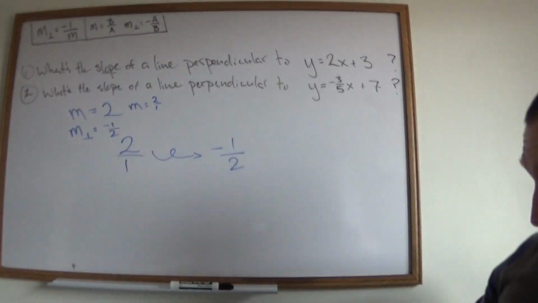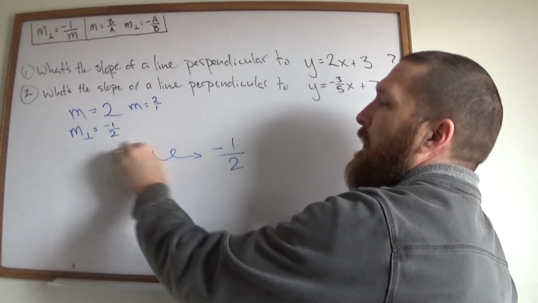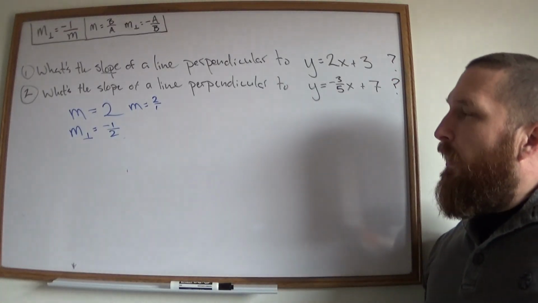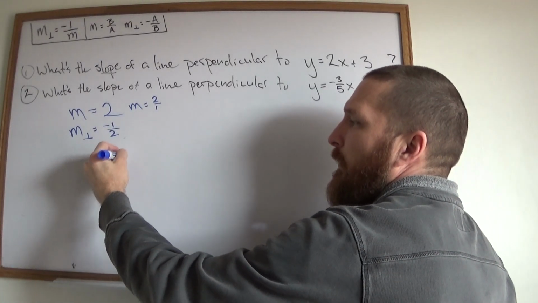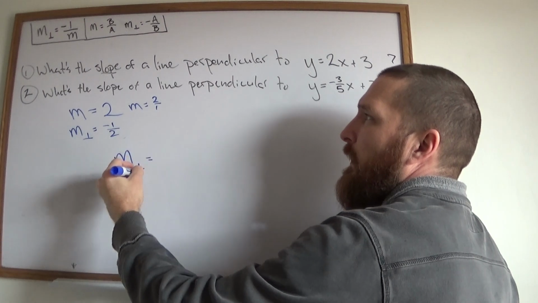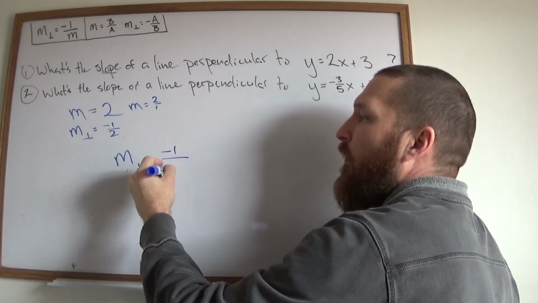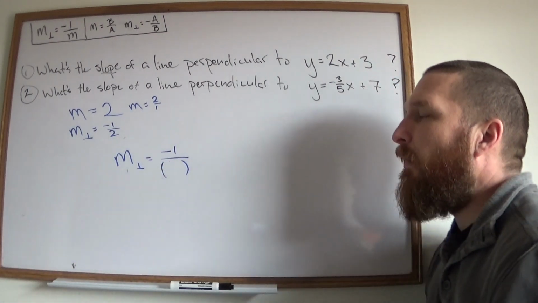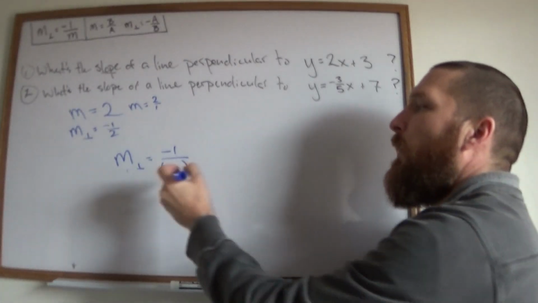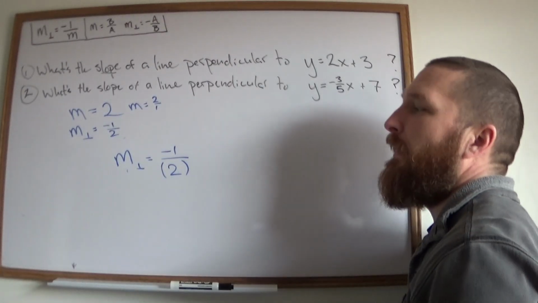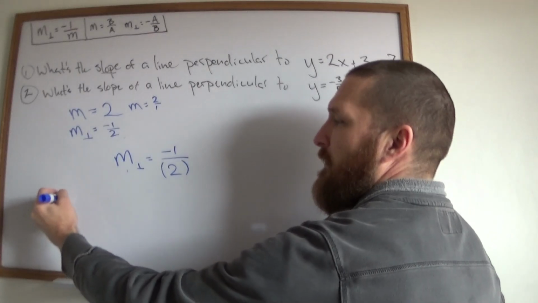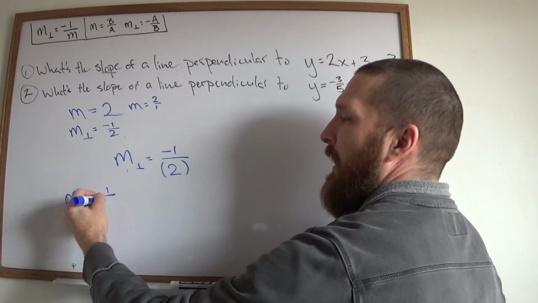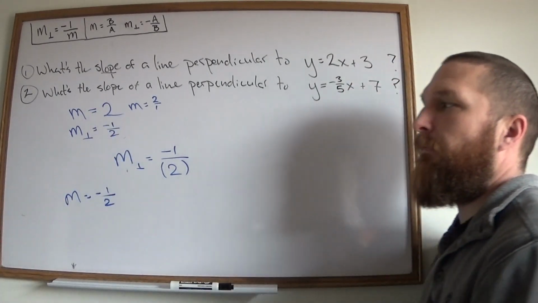Another way of doing it would be to say, okay, I know that the perpendicular slope is negative 1 over the original slope that I had. And so my original slope was 2. Oh, there it is. m equals, again, negative 1/2. No matter how you want to do it, right?